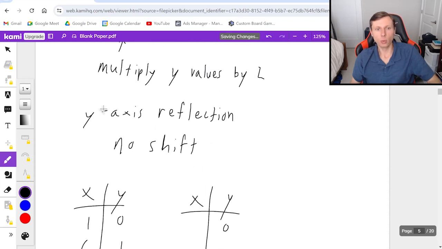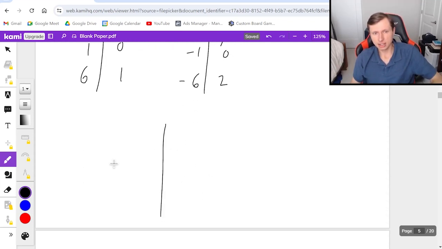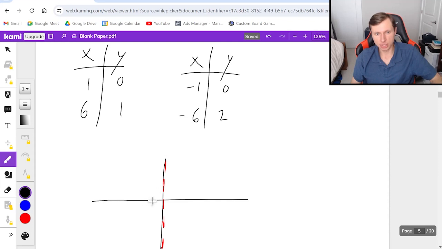Then I have a y-axis reflection. Y-axis reflection actually flips the x values, so it's going to be negative 1 and negative 6, like that. And there, I have my points. I'm ready to go. I'm going to plot this thing. Since there was no shift up, down, left, or right, the asymptote is still at 0, so that's nice. Then I plot my points, negative 1, 0 here, and negative 6, 2.